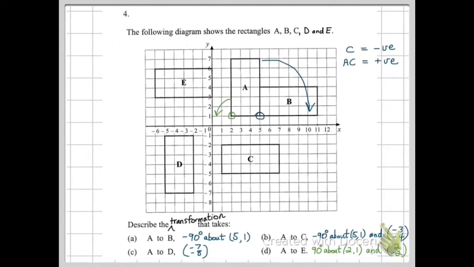So those examples illustrate the 3 kinds of transformation: translation, reflection and rotation, and also a combination of 2 or more of those.